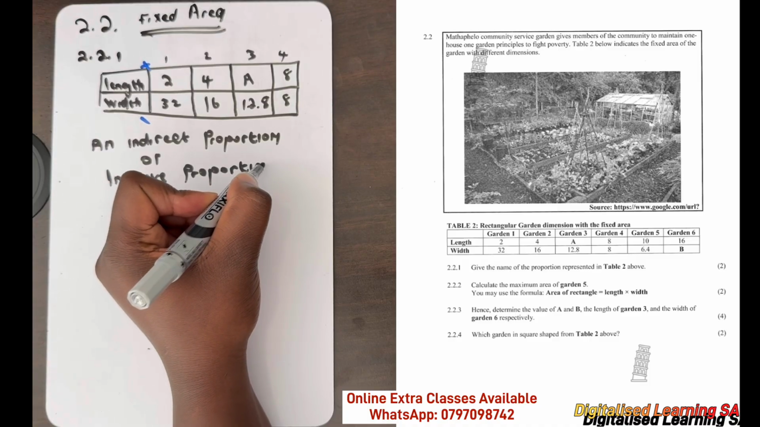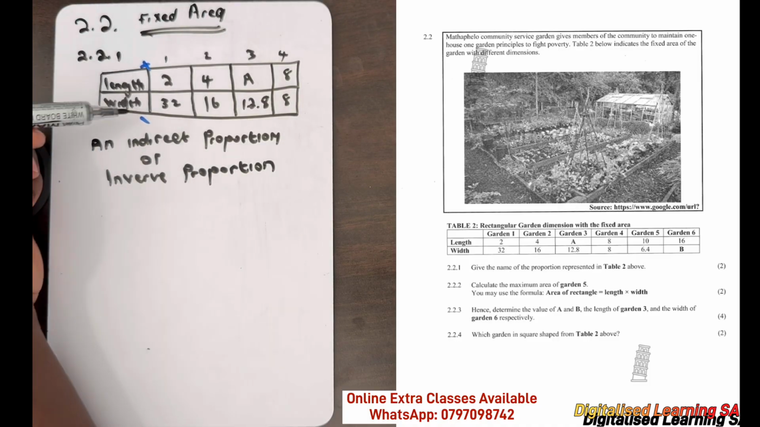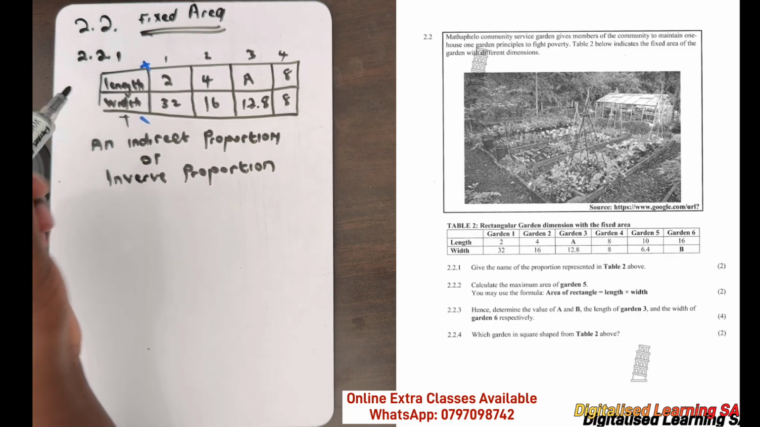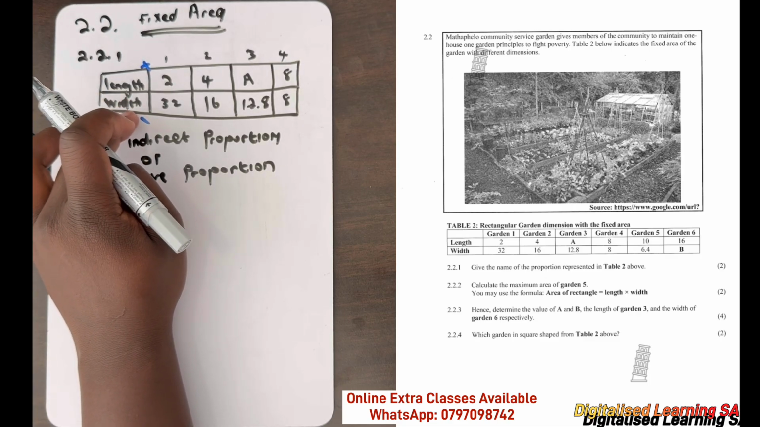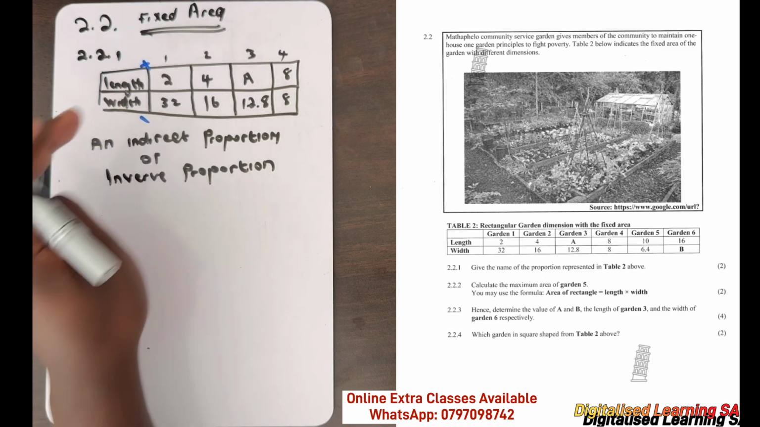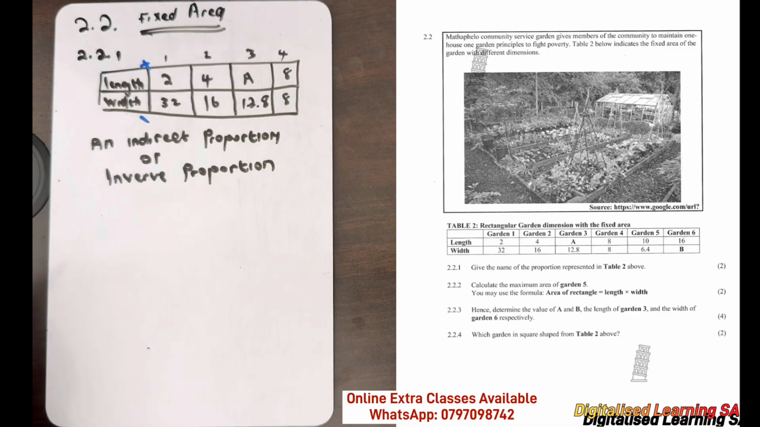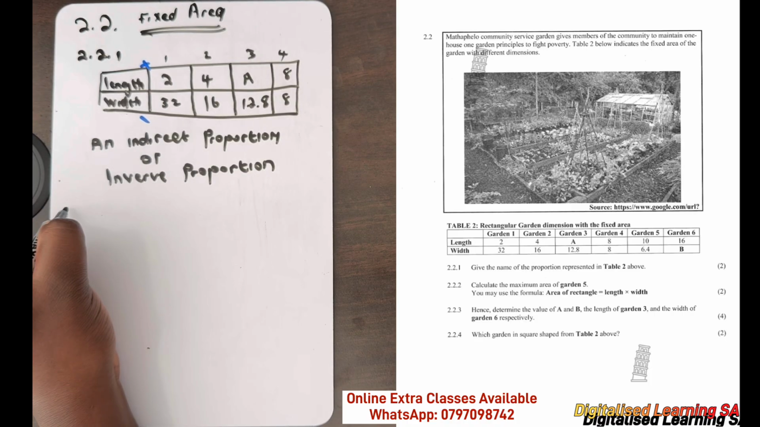If they were both increasing, we would have a direct proportion, not indirect. But in this case, when the length is increasing, our width is decreasing. That's why we have an indirect proportion or an inverse proportion. Okay, so now let's move to the next question, which is question 2.2.2.